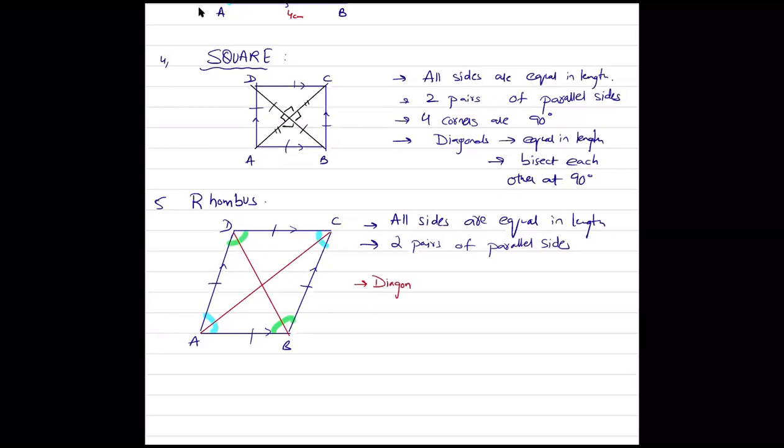Diagonals are not equal in length. But even though the diagonals are not equal in length, the diagonals bisect each other at 90 degree. Bisect each other at 90 degree, which means that these two lengths are going to be bisected, these two lengths are going to be bisected, and they are going to be bisected at 90 degree.